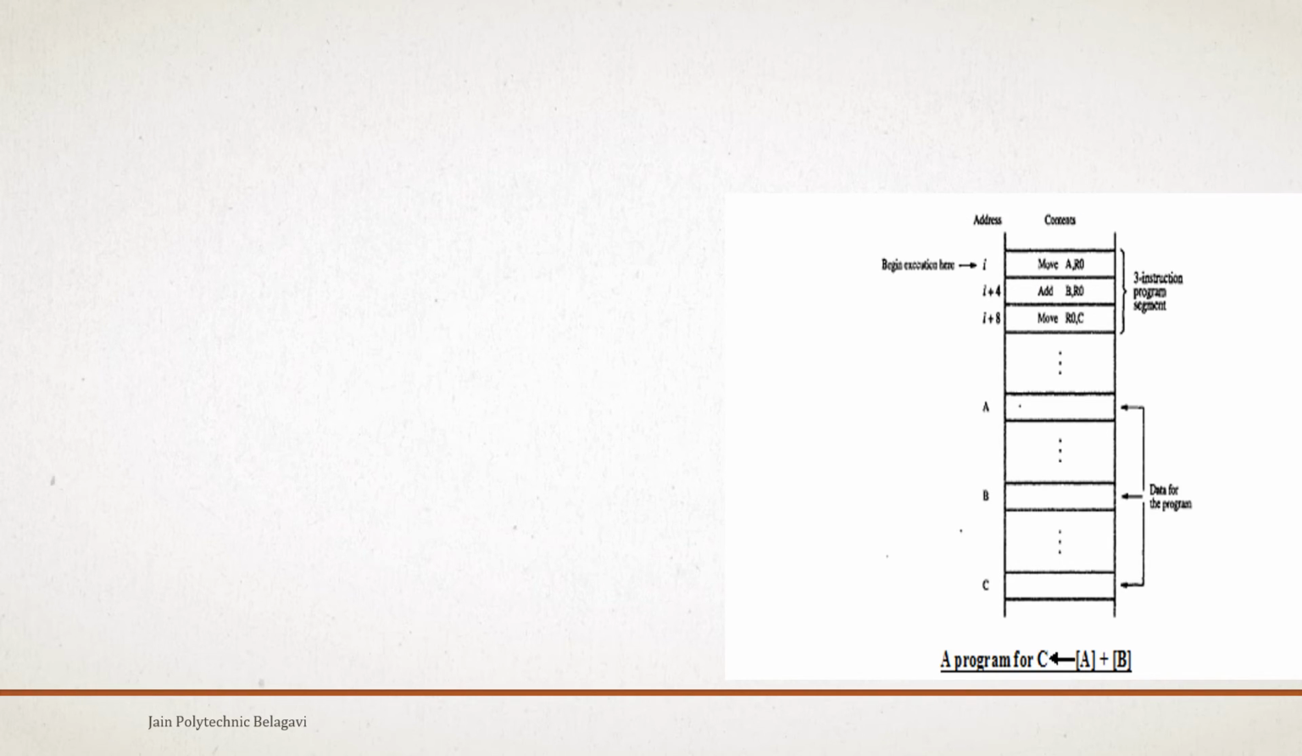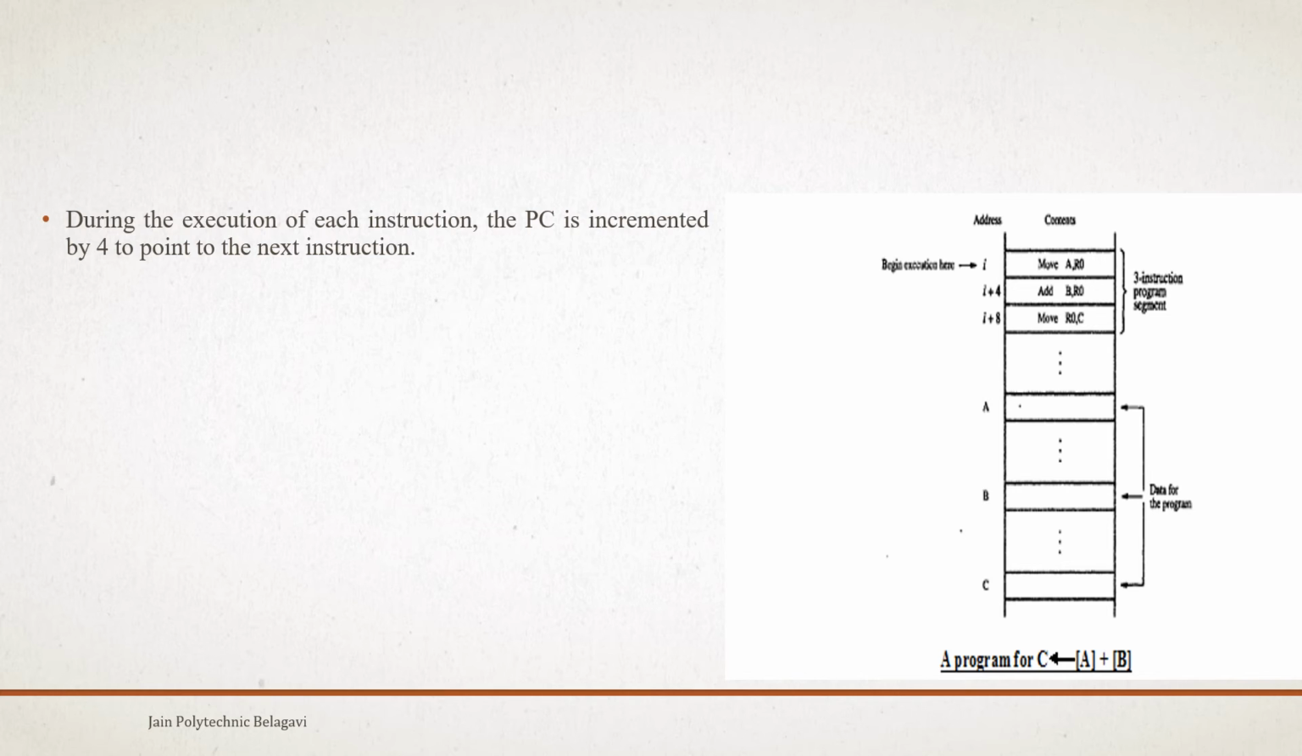Now consider the same figure. During the execution of each instruction, the PC is incremented by 4 to point to the next instruction. As you can see here, the PC is first pointing to location I. After this instruction gets executed, the PC will point to the next instruction, that is, 4 bytes further.